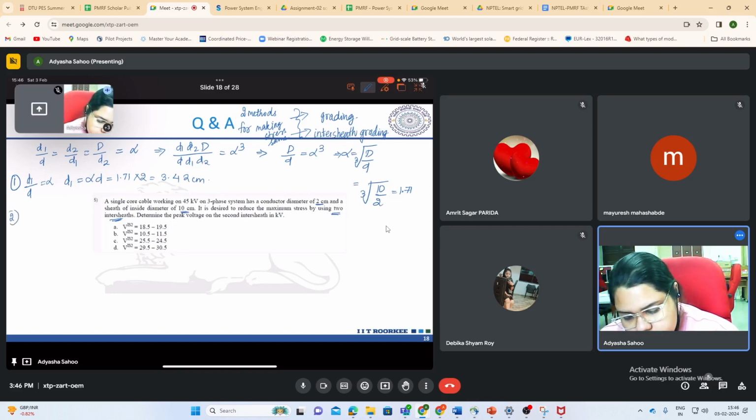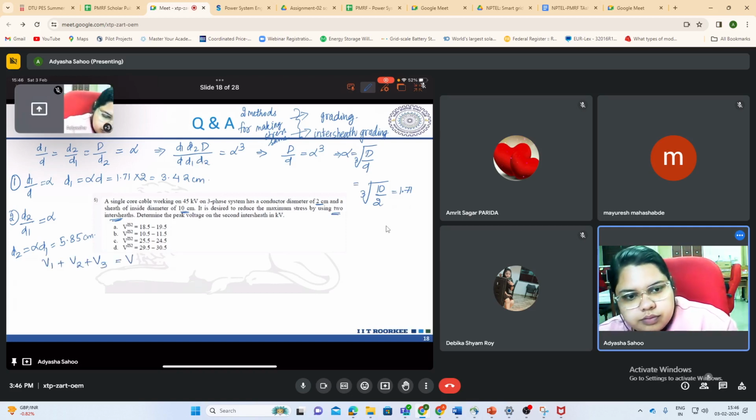Then second, again, d2 by d1 is alpha. So d2 is alpha times d1. So again you get d2 as 5.85 cm. Now what we'll do, we need to calculate the voltages, right?